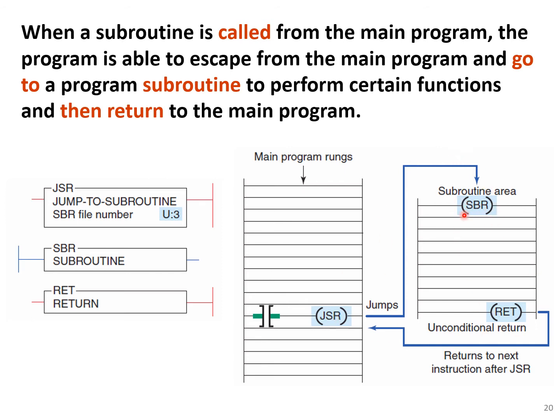Okay, so the subroutine itself is labeled by SPR. Okay, so the program knows that this is a subroutine. This is a specific subroutine that we want to jump to, and at the end we have return. Once it reaches the return, when the return is energized, it will go back to the main program.